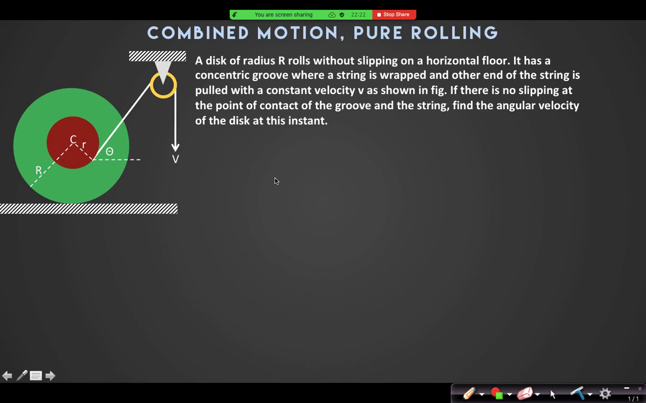What we can do here. Suppose this is the disk, the bigger disk I am talking about, and suppose this is the smaller disk, right? The groove should be a part of the disk, no? Yes, part of the smaller disk. Suppose here, like this, lies the string.